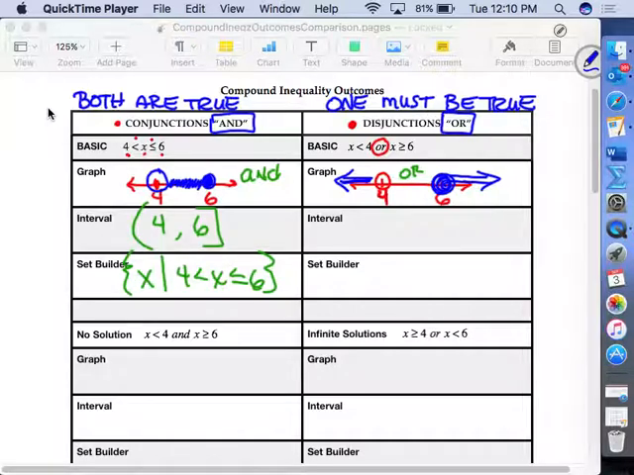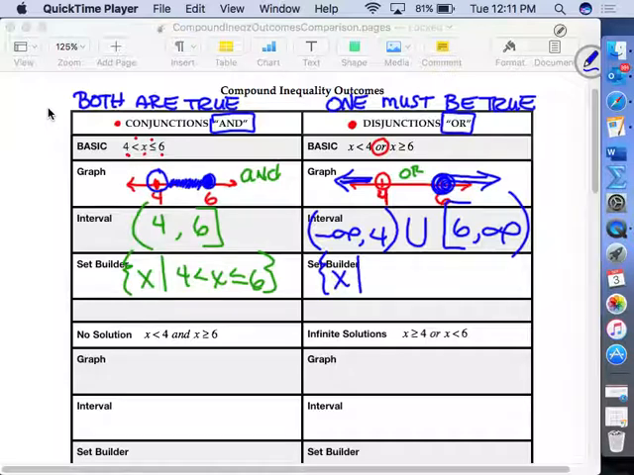Interval notation for the disjunction would look like negative infinity coming up to 4. They're both going to be soft, since 4 has the strict inequality. I'm going to union this with 6 going to positive infinity, with the hard bracket at 6 and the soft for the infinity. And then for set builder notation, you would just simply do x such that, and then you would just copy each: x is less than 4, or x is greater than or equal to 6.